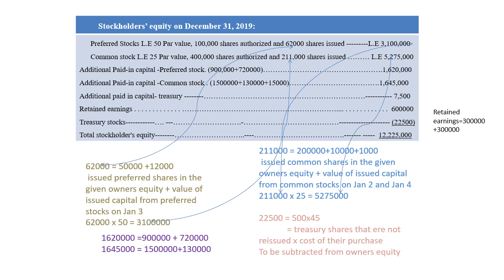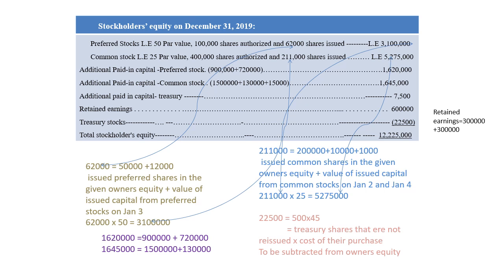And by chance, it's the same value as the retained earnings that were already recorded from previous years in the given owner's equity. You just add the two values together to get the value of retained earnings.